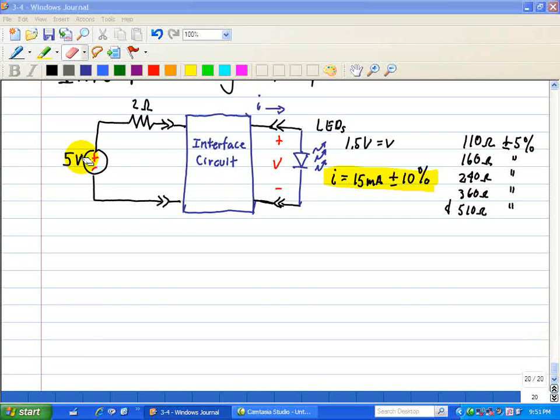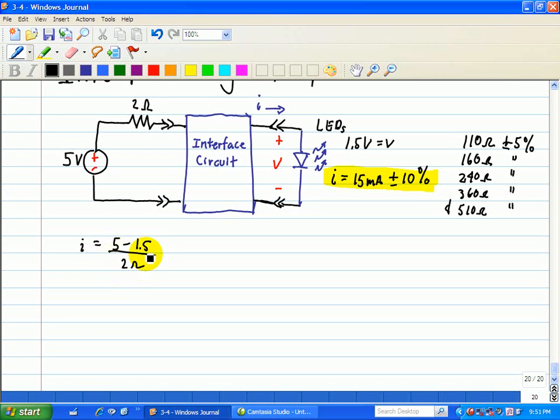Let's say this 5-volt source is directly connected to the LED. That implies that the current I through the LED is equal to 5 minus 1.5, since this is a 1.5 volt drop, all divided by the 2 ohm resistor shown here, which is equal to 1.75 amps. Now this much current would destroy, or I would say vaporize, the device.